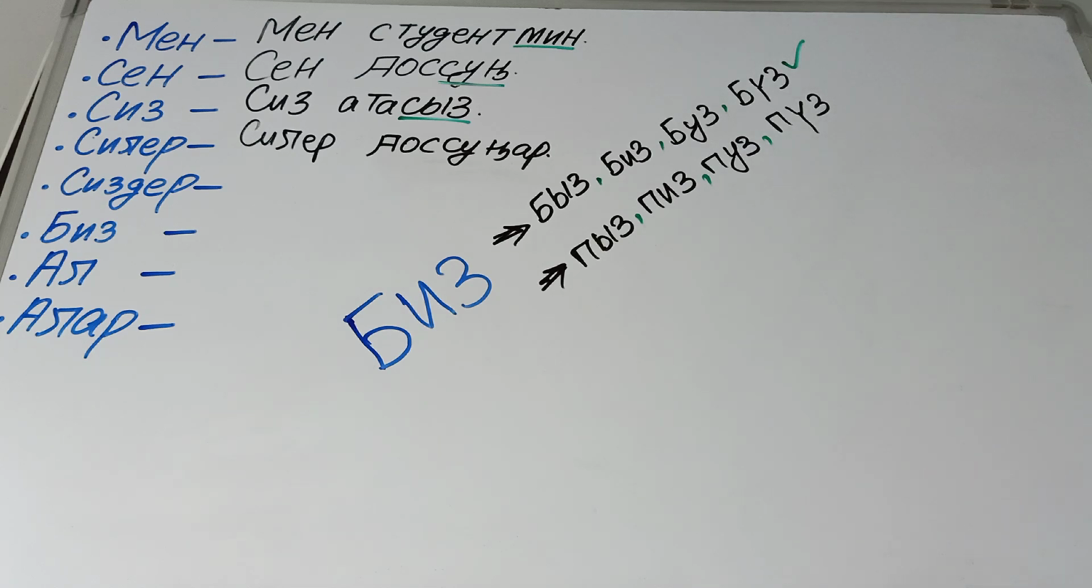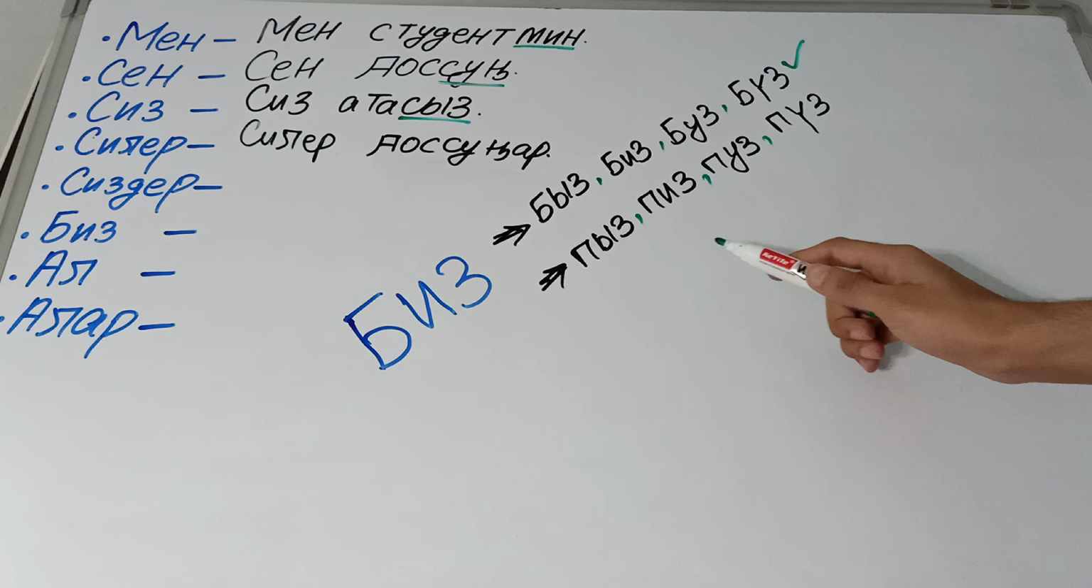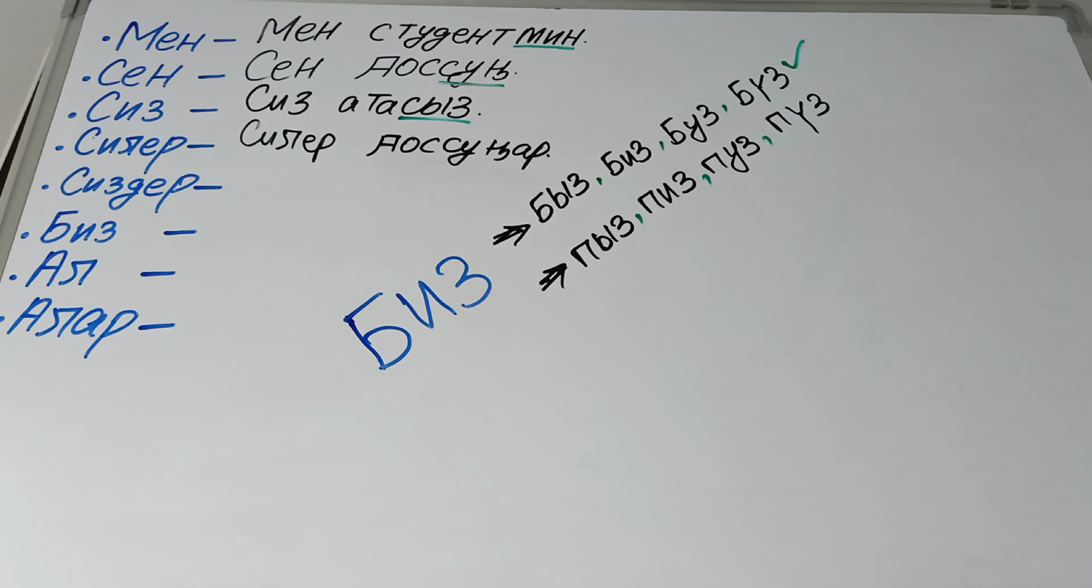For example, if you have a noun, adjective or verb which ends at a voiced consonant, then we will choose this sequence. And if at the end of the word, adjective or noun you have an unvoiced consonant, then you will choose this sequence. Let's make some examples to make the concept more clear.